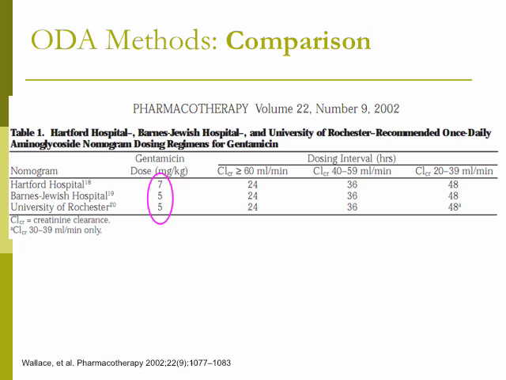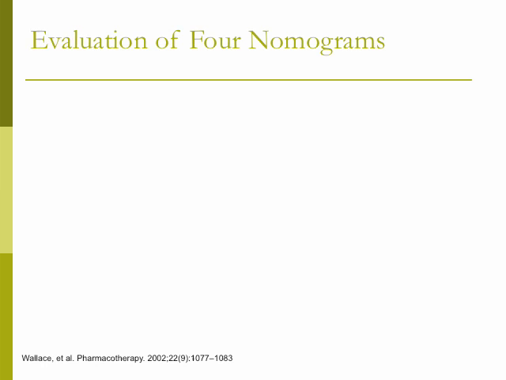This was a study that was published in 2002, and they evaluated the various methods of once daily dosing, looking at Hartford, Barnes-Jewish, University of Rochester, and then also they threw in the Sanford guide and its way of doing it. So as you can see, the major difference is the milligram per kilo dose, and the intervals amongst the three are basically the same.